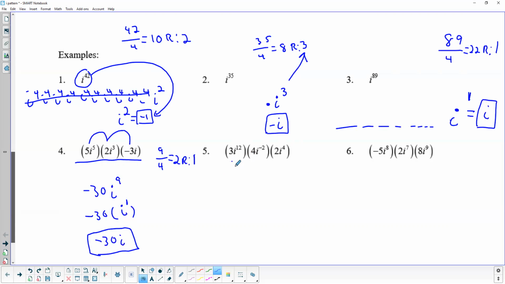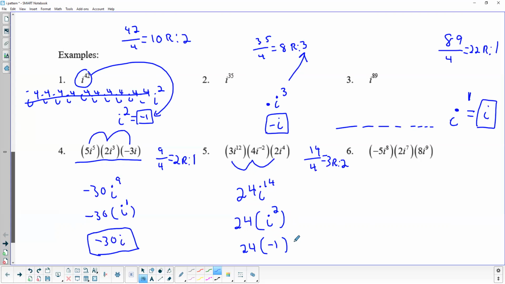Similar problem. Multiply everything together: 24 i to the 14th power. Then figuring out 14, that is going to be 3 with a remainder of 2. Now we know what the power of i is, and i squared, we've decided, is -1. The final answer is -24.